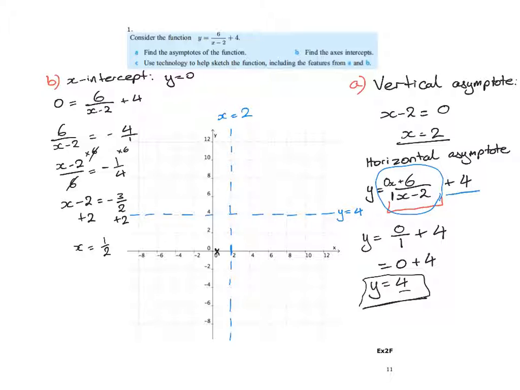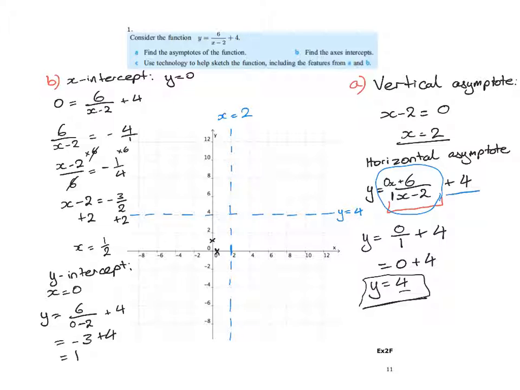Okay? And now for the y-intercept, that's when x equals 0. So that's when y equals 6 on 0 minus 2 plus 4. So that's negative 3 plus 4, or 1. So my y-intercept is there.